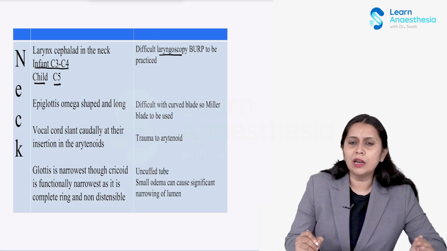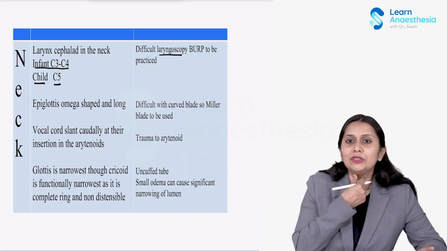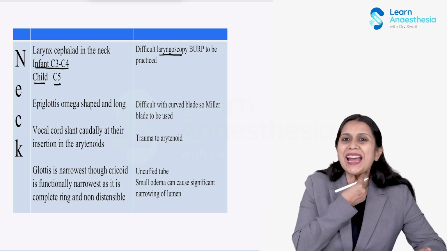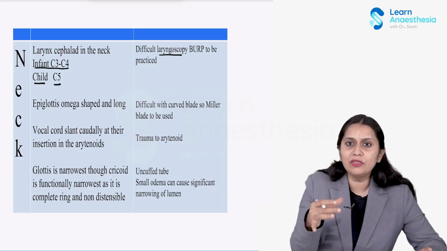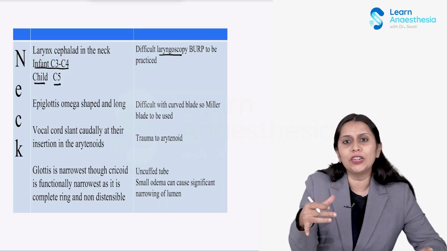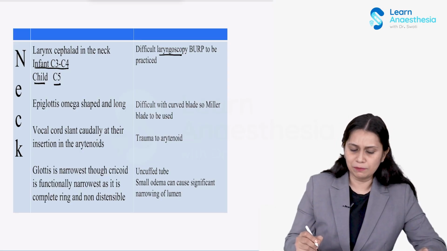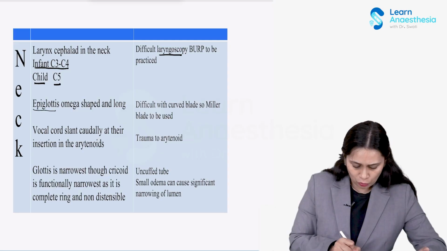What is BURP? Backward, upward, rightward pressure on the larynx, right? The thyroid cartilage forms the anterior boundary of the larynx. So if you give a backward, upward and rightward pressure, the chances of visualization of the glottic opening improve in these patients, right? So we need to practice the BURP maneuver. Now the epiglottis is omega shaped.